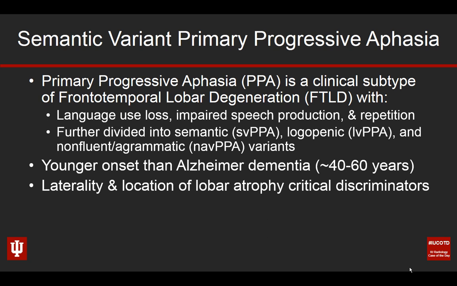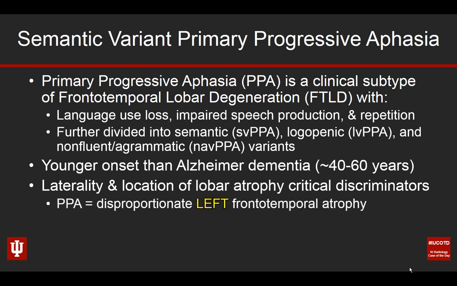One of the things I've stressed in a prior case of the day is that the laterality and the location of this lobar atrophy is important. Those are really critical discriminators in trying to tease out which type of dementia the patients have. So in patients with primary progressive aphasia, they tend to have a left predominant frontotemporal atrophy.